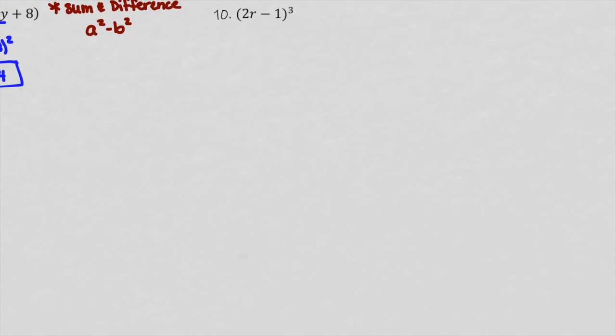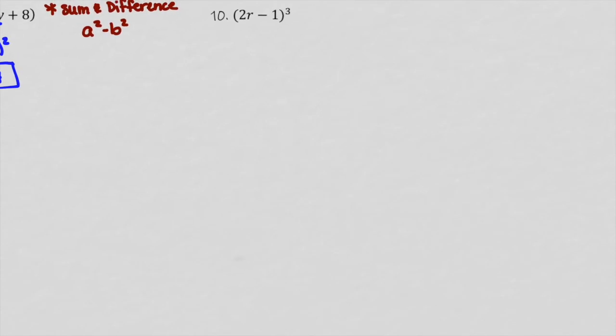You would get that your variables in the middle will just kind of cancel out. So 2r minus 1 cubed is the same thing as saying 2r minus 1 times 2r minus 1 times 2r minus 1. So we could solve it like number 8, but that's kind of messy, where we could use the rule for a cube of a binomial.